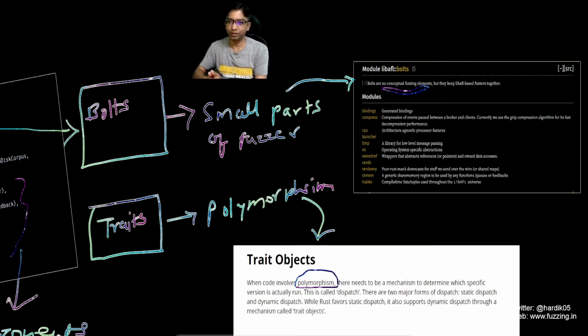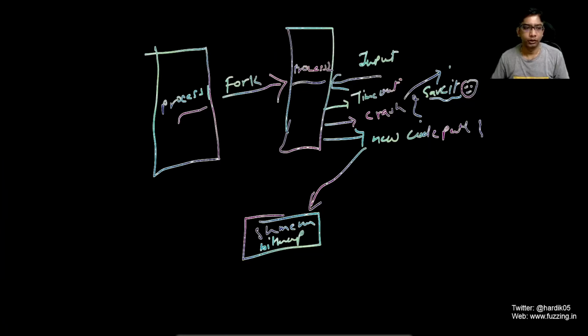Again, you can go to the Rust language documentation and read more about them, but I will just cover them in short so that you know what we are talking about. Okay, now let's see how a fork server based fuzzer works. And in the next video, we will go through the source code of the main.rs program, which was mentioned in the fork server based fuzzer over here.